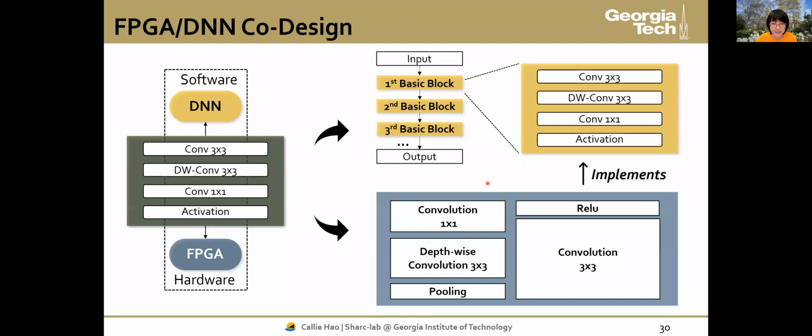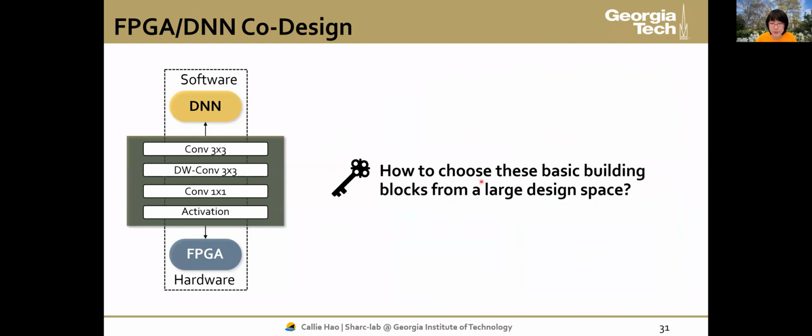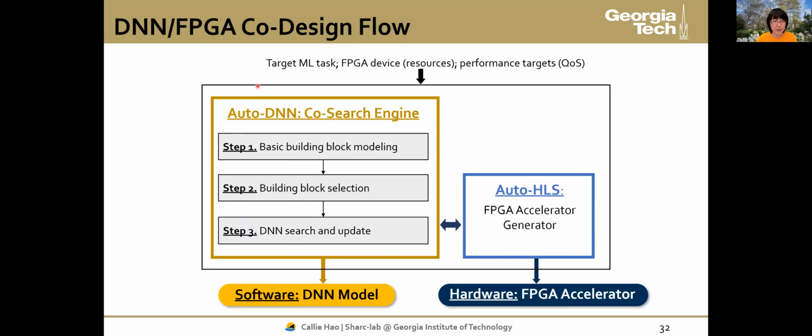So the next question, very natural, is how do we choose these basic building blocks from a large design space, right? So now this is the key technology. How do we do that? Because we have multiple different choices of this basic building block. How do we choose that? Well, we have a framework, the DNN FPGA Co-Design framework, that has two engines. The auto DNN engine is a co-search, and this one is used to generate the DNN model.